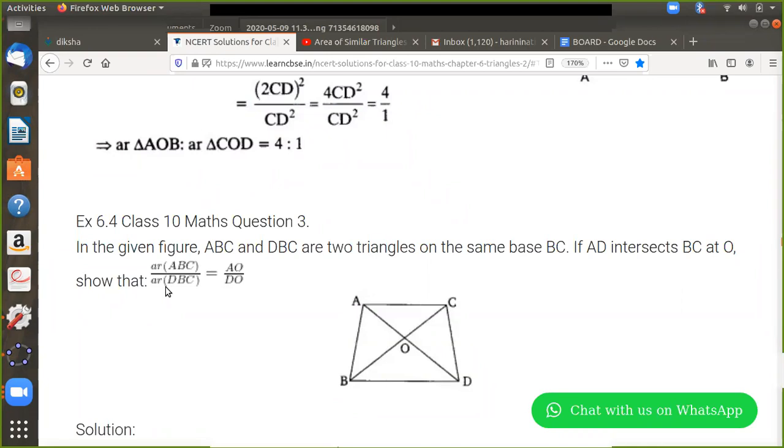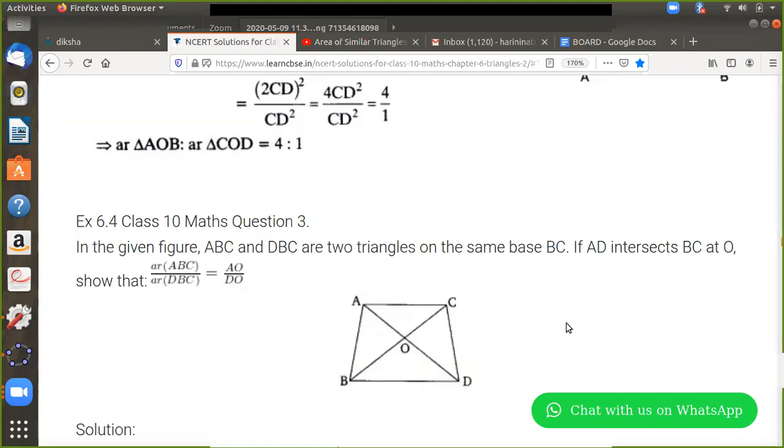So, but how will I get AO by DO? AO is only some portion of AD. DO is also a portion of AD. How will I do this? Ma'am, they are medians of triangles ABC and DBC. Which is the median? How is AO a median? Where is it mentioned? I didn't see it anywhere. Have they told that AO and DO are the medians of these two triangles? They are only diagonals. No.